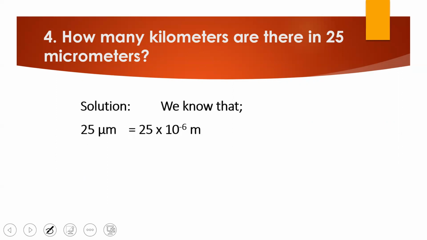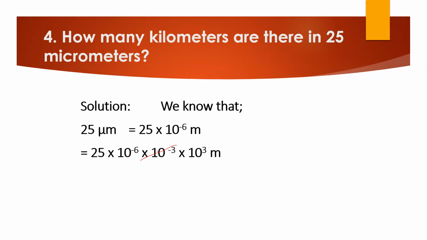As we know, 25 micrometers is written in scientific notation like this: 25 multiplied by 10 to the power minus 6 meters. We will convert this into kilometers, so we will multiply by 10 to the power minus 3 and 10 to the power plus 3. Both of them will cancel with each other. And in the next step, we will get 10 to the power minus 9 kilometers.